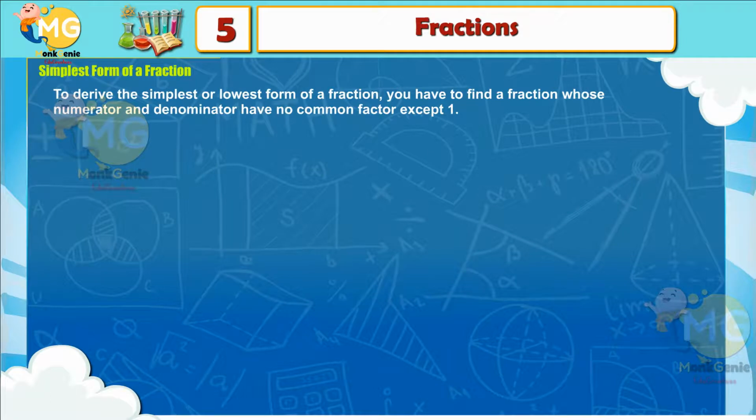To derive the simplest or lowest form of a fraction, you have to find a fraction whose numerator and denominator have no common factor except 1. Find the simplest form of the fraction 72 upon 81.